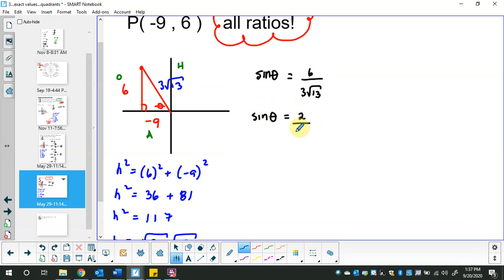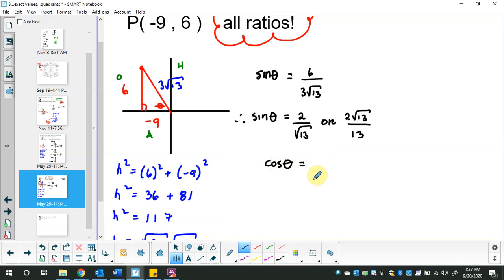That's 2 over root 13, or 2 root 13 over 13, if you're looking for the impressive version. I am going to put a triple dot there because I need to come back to that line in a few minutes. Next one, cos theta.